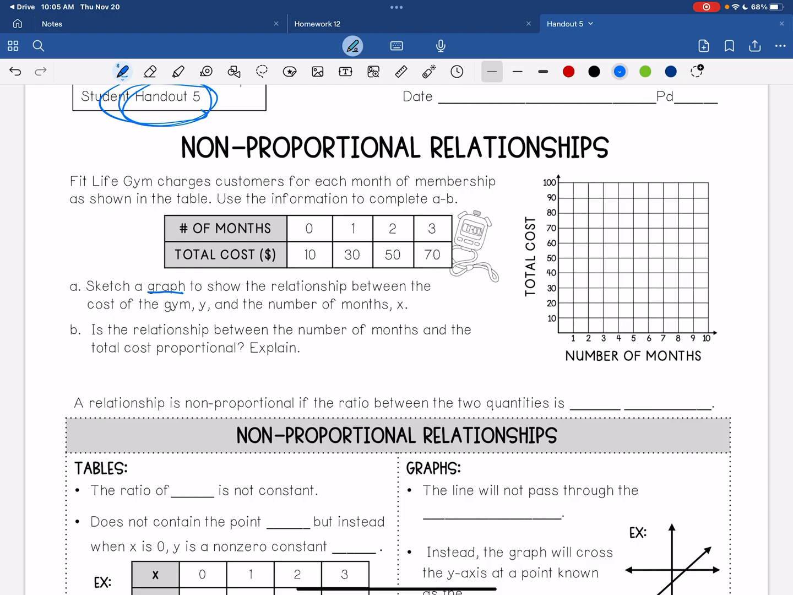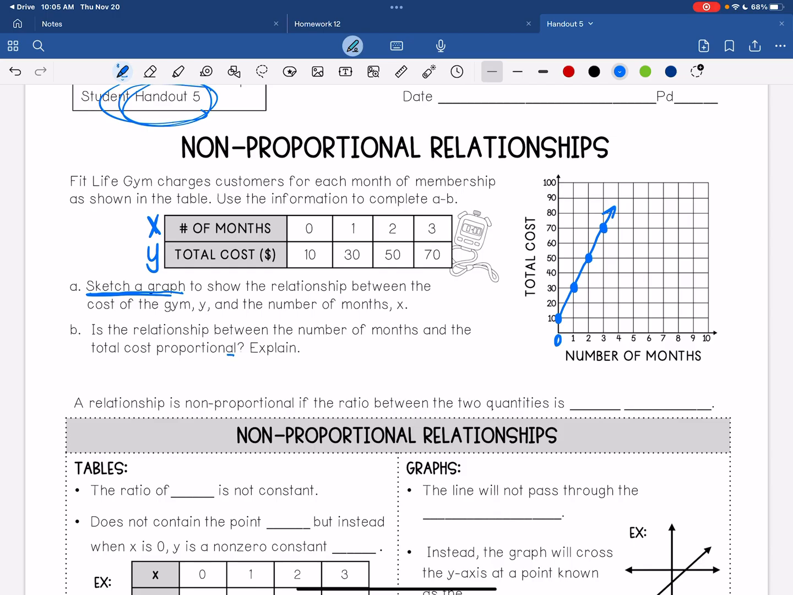The first one wants us to sketch a graph. So I'm going to take these points from the table and put them into the graph. I know at the top these are my x's and at the bottom these are my y's. So I'm going to go over here to my graph. This is where x equals 0. So I'm going to go 0, 10. Here's my first point. 130, 250, and 370. And then I'm going to draw my line to connect those. So here's the line for that relationship.